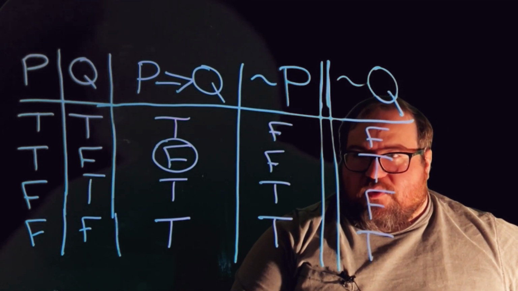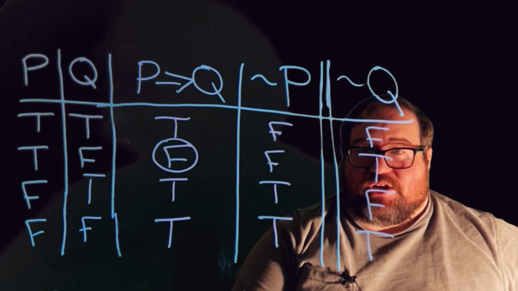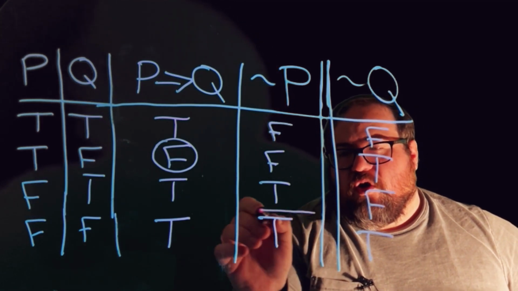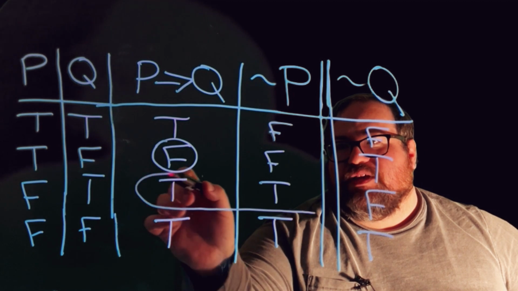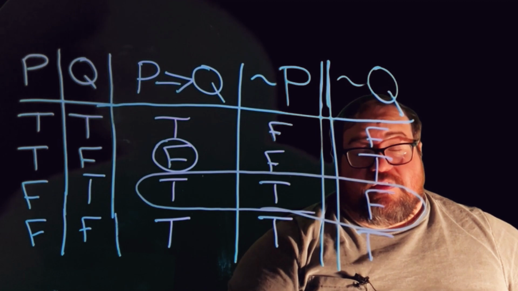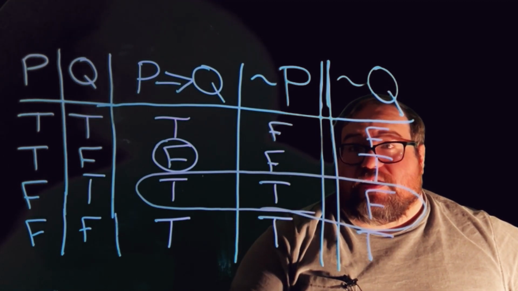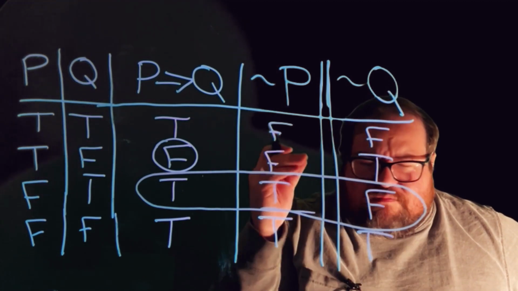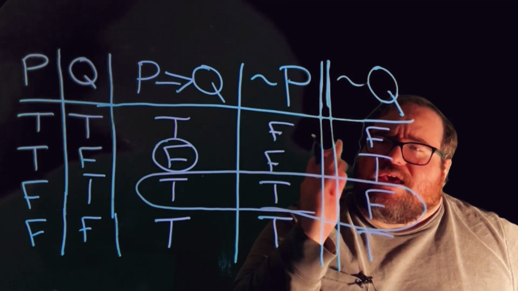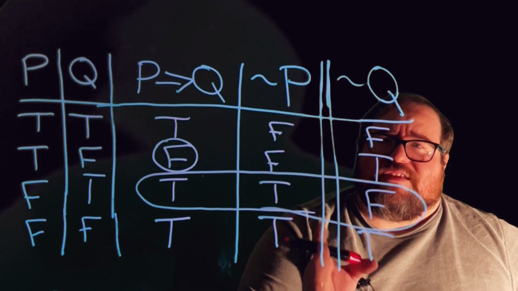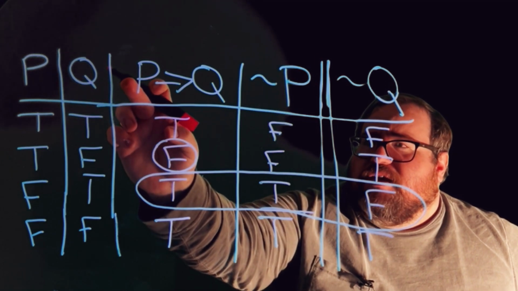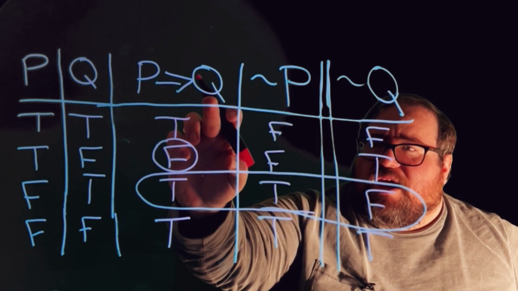So what are we looking for? We are looking for a situation of invalidity, a situation where you have all true premises and a false conclusion. This argument is invalid. And we can think about this in a very common sense way. We can say, it seems like if I don't have this, it doesn't mean that I don't have this.